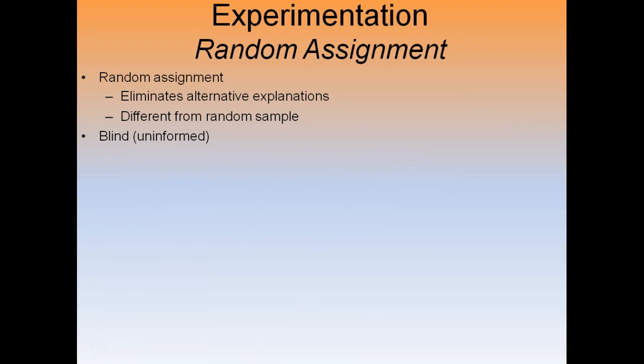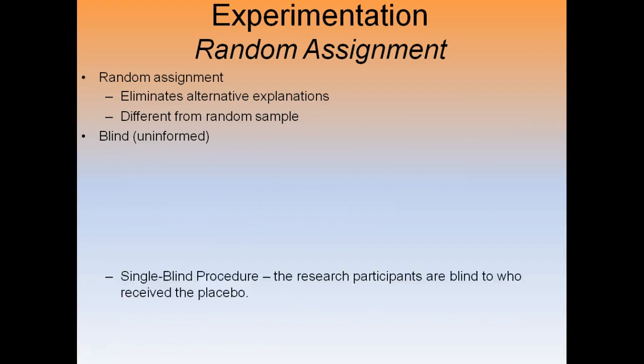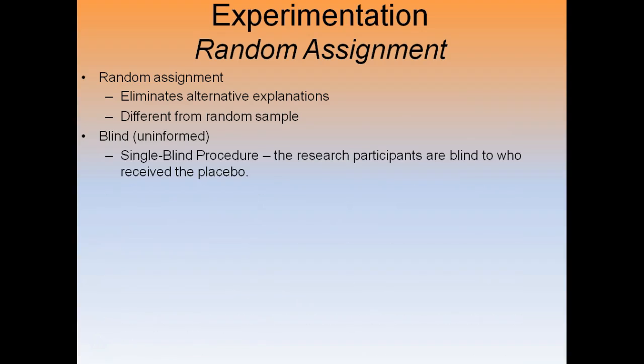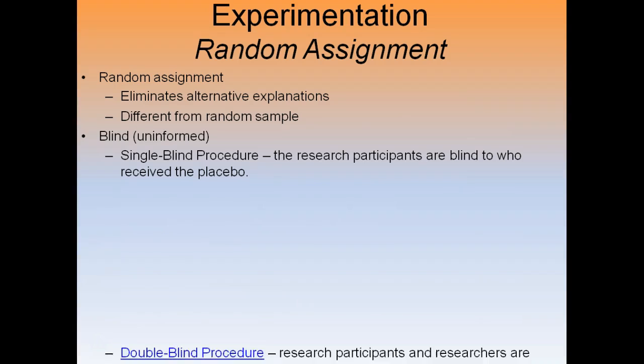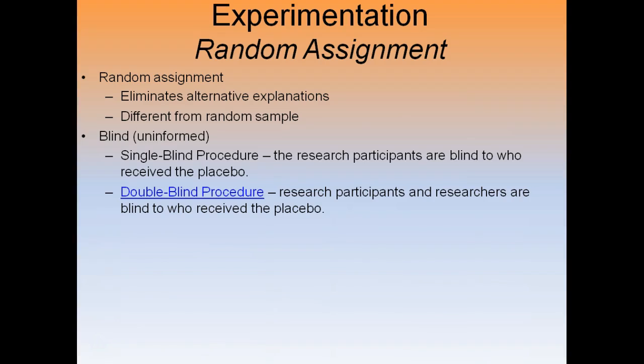The blind form of this means that you're uninformed. It means that if you do this blindly, you don't know who got put into what group until after the experiment is over. You can do two types of blind experiments. You can do a single blind, which just means that the people who are participating are blind to what's happening and who's getting what treatment. Or you can do a double blind, and this is where both the people who are participating and the person doing the research are both blind.